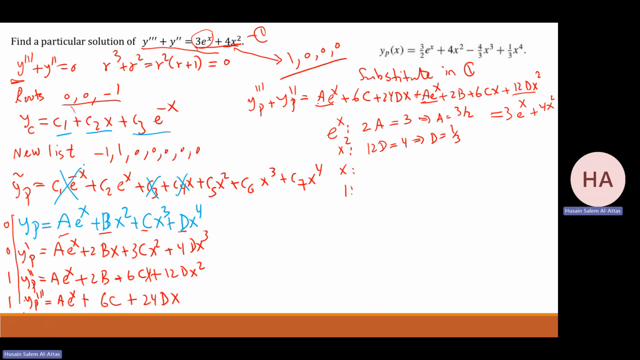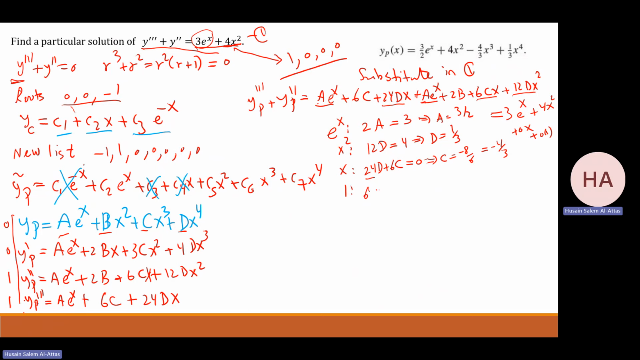Okay. Coefficient of x. What do I have for the coefficient of x? I have this, 24d plus 6c. 24d plus 6c. And that should equal what? 0, because I don't have x here. This is like plus 0x plus 0 times 1. I have, this is 24 times 1/3, that will be 8. So c will be minus 8 over 6, which is minus 4 over 3.